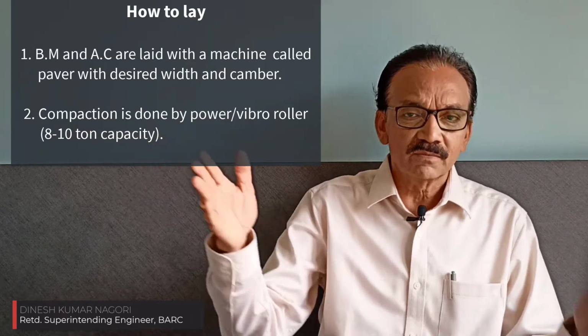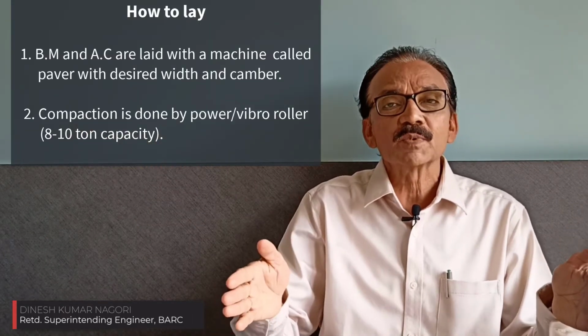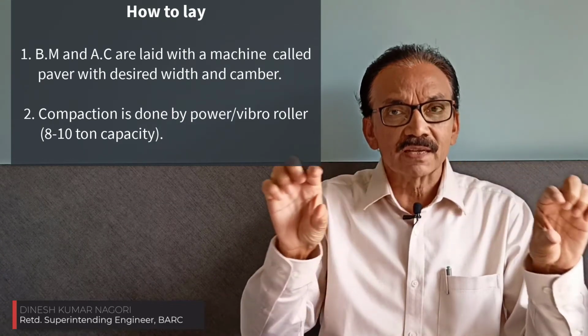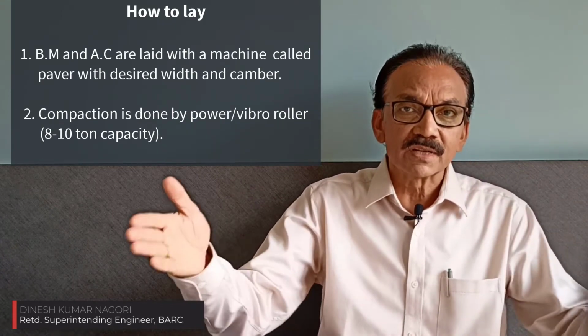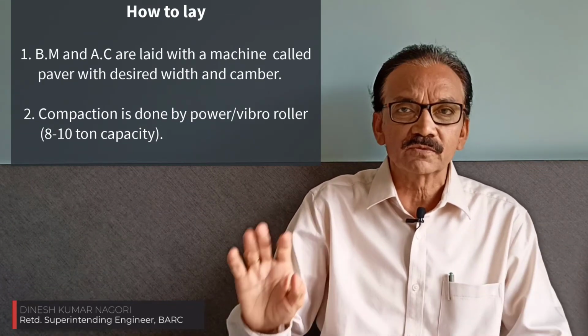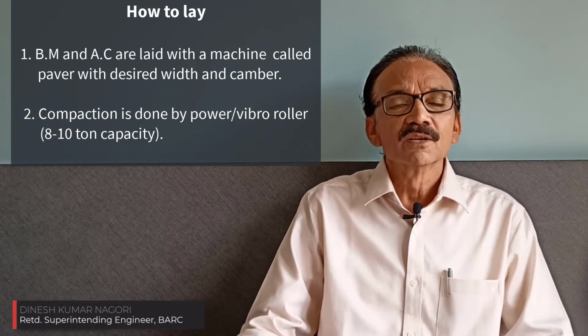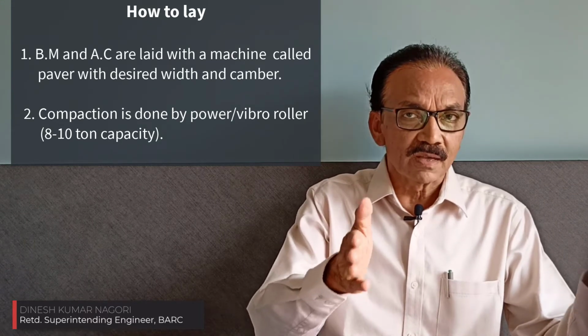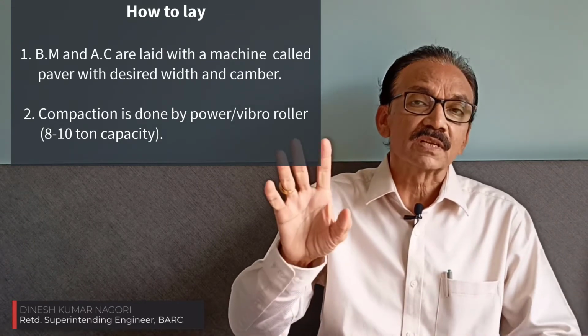And how is it laid? First, the BM layer you have to lay with a paver. In the paver there are arrangements available for thickness as well as camber, and width also you can adjust depending on your single lane width or double lane width. Those arrangements are already there. So you have to put that paver in the proper line and level at the starting point.